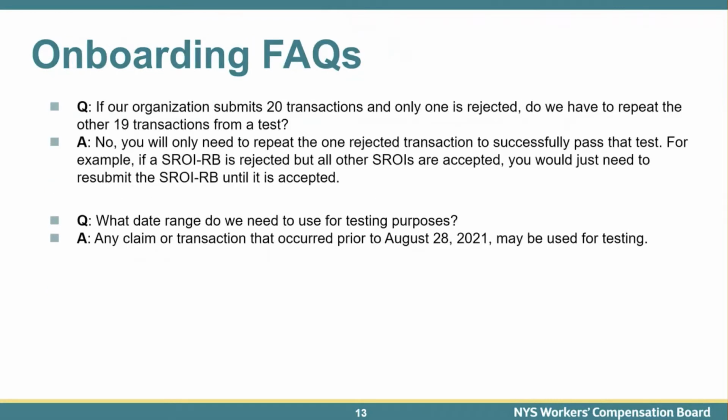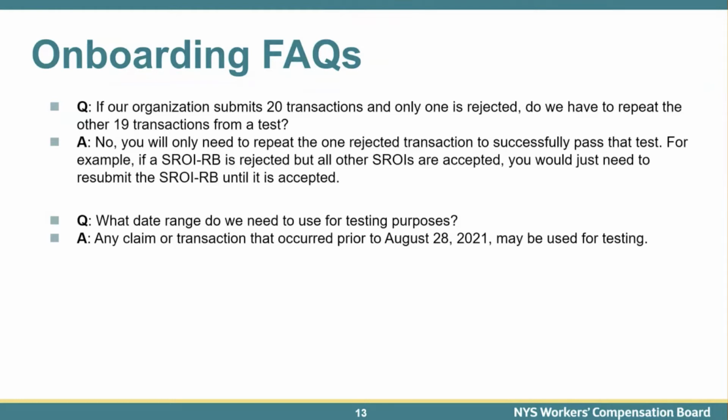We also have had a few questions into our inbox about onboarding. So we just wanted to pass some of those around to other folks in case you had the same questions. One of those was if your organization submitted 20 transactions and only one of those was rejected, do you have to repeat the other 19 transactions from the test that accepted? You do not. The answer to that is no.